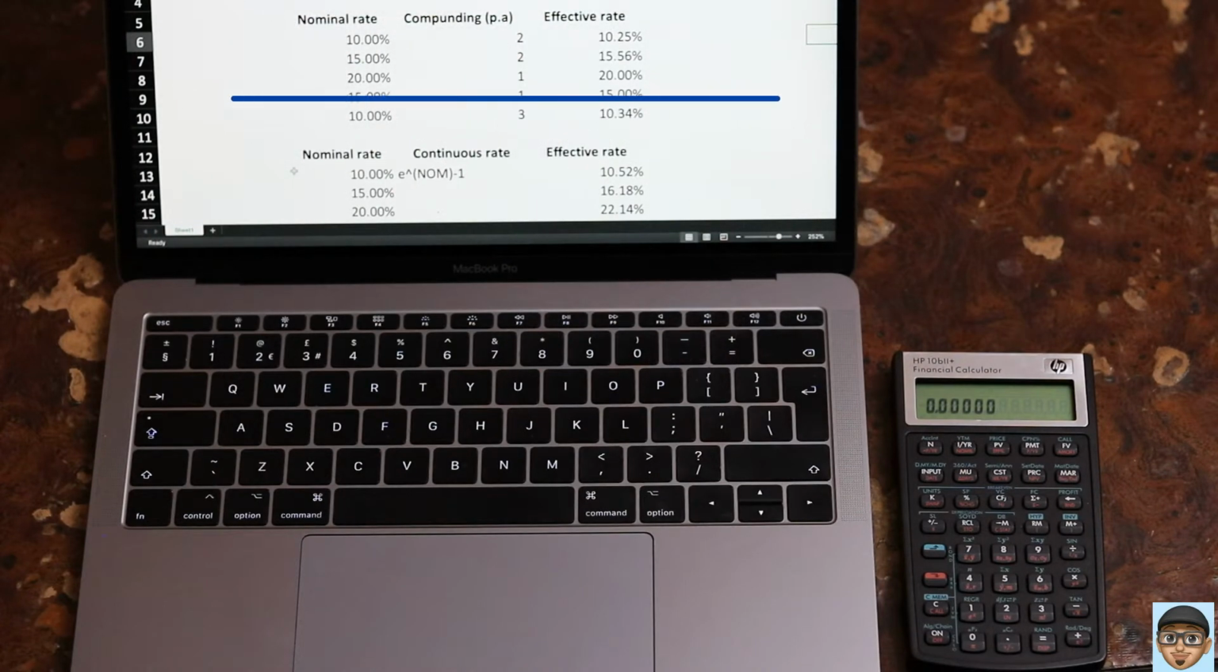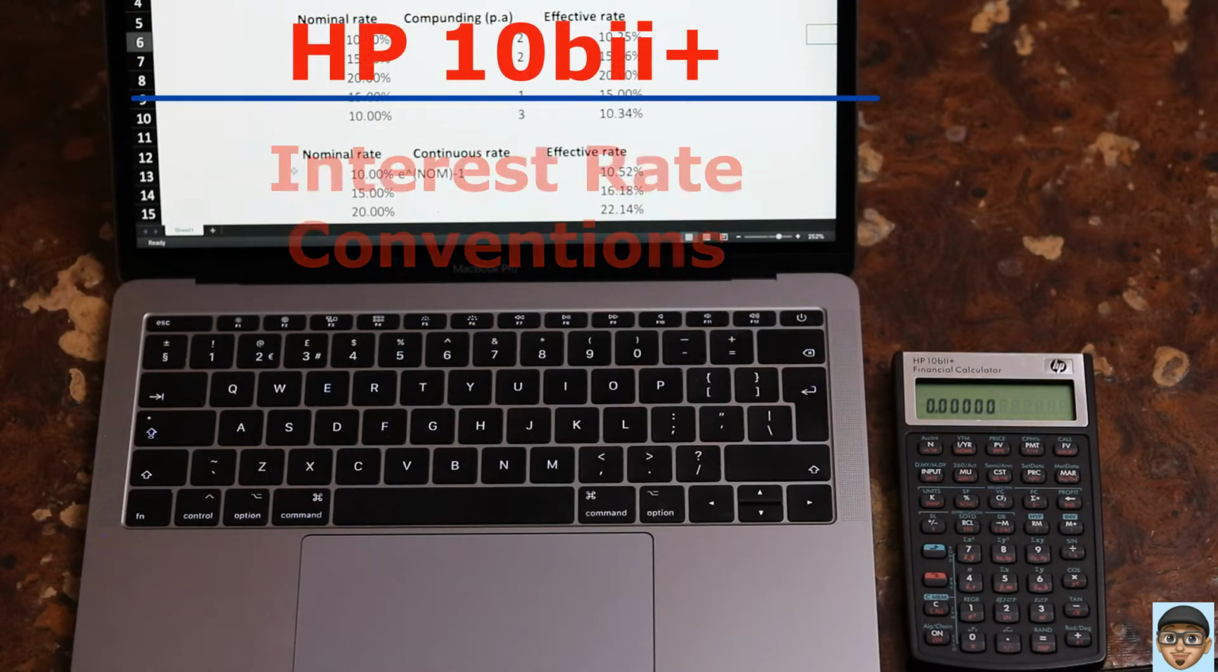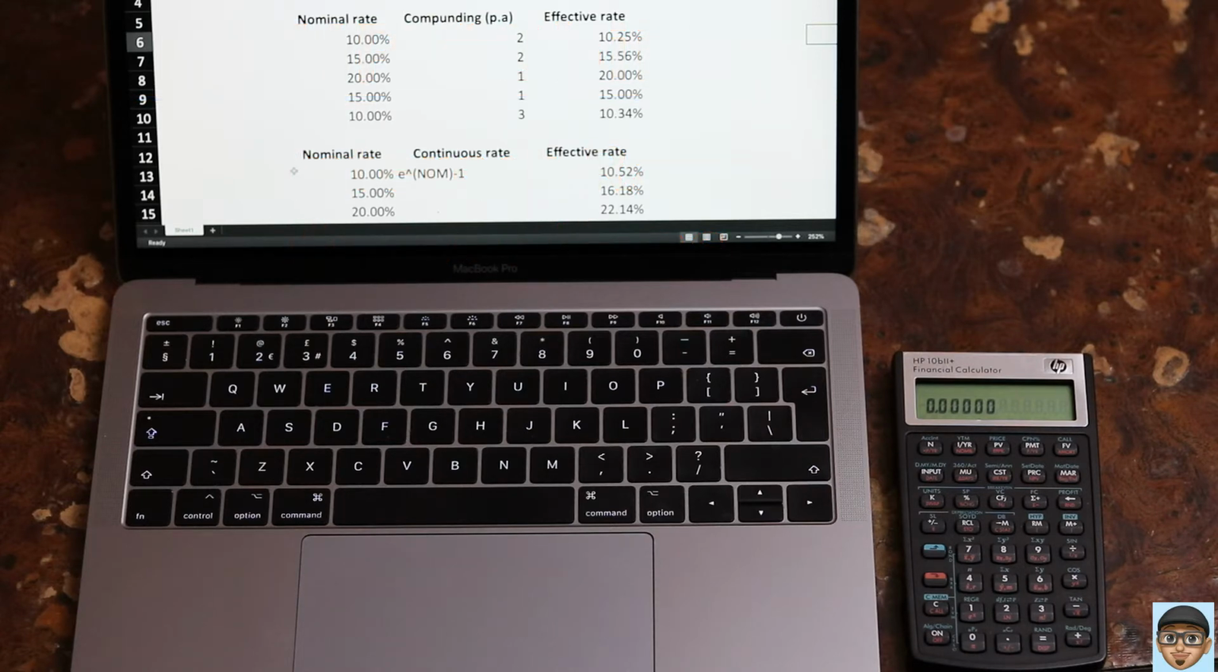Welcome. Today we are going to make a demonstration on how to compute different interest rate conventions using the HP 10bII+ financial calculator. This calculator is useful for financial mathematics, statistics, investments, and the likes. If you are in a finance course, it comes in very handy.